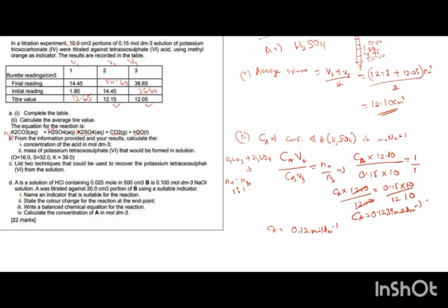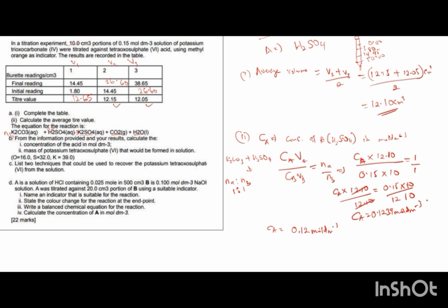So now the next thing is to calculate the mass concentration of potassium tetrasulfate 6 that would form in solution. What is the mass of tetrasulfate 6 that will form? So it is very important to write the balanced equation. I will quickly write the balanced equation here. Let me change the color for the question I'm answering now.